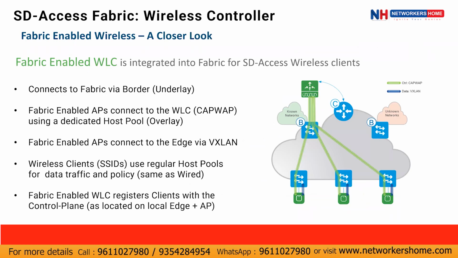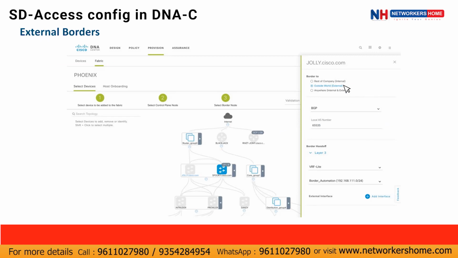So these border nodes are basically the Cat9K switches, correct? Yes. These Cat9K switches will in turn be connected to some particular router, right? Yes, it is known as the fusion router.